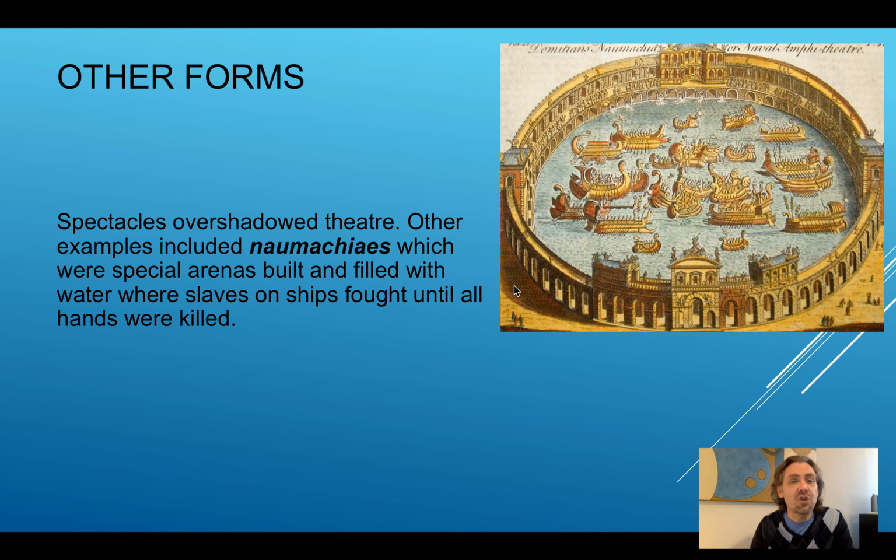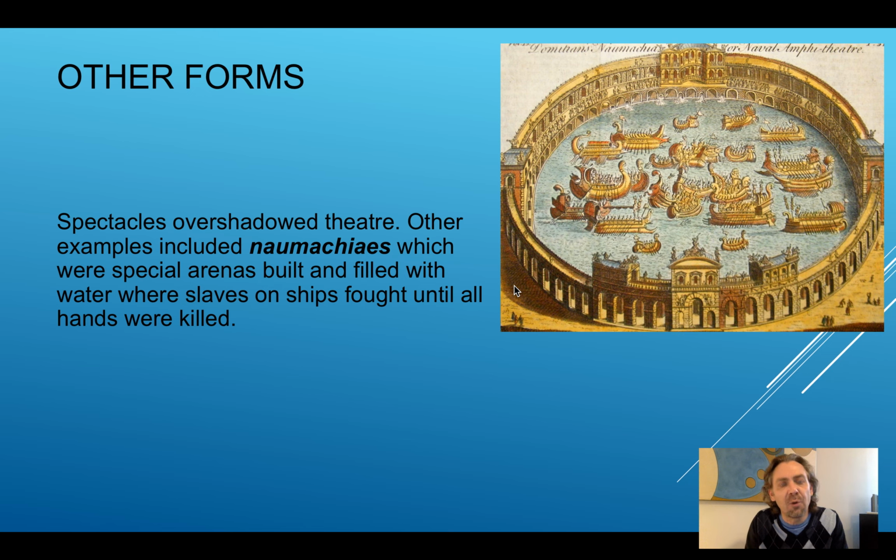Spectacle overshadowed theater. So, if you recall from Aristotle's Poetics, spectacle is one of the 6 defining characteristics of a tragedy, according to Aristotle. In Roman theater, spectacle is the most important thing about entertainment and about theater. So the gladiator fighting, the equestrian races, the chariot races, the acrobatics, the spectacle of what occurs is what's important.